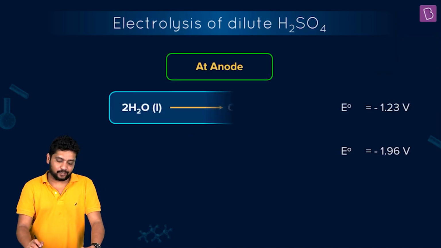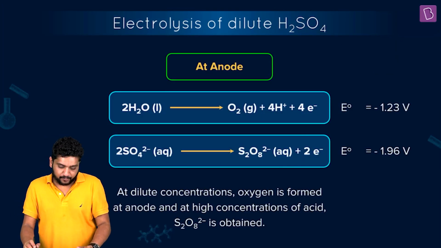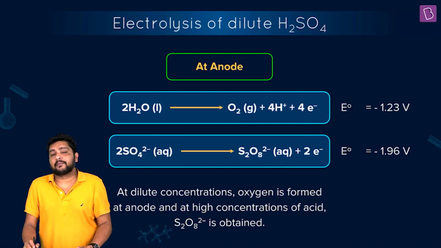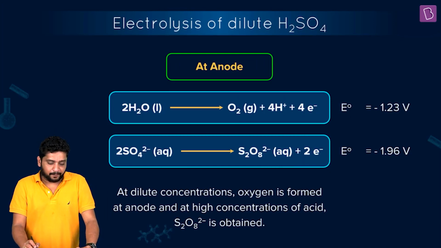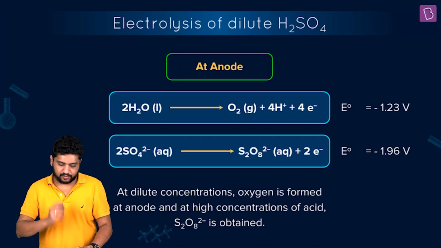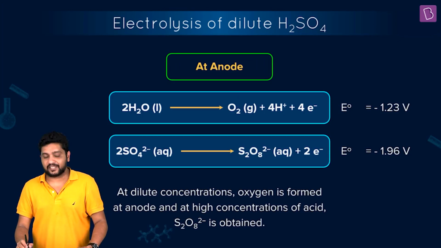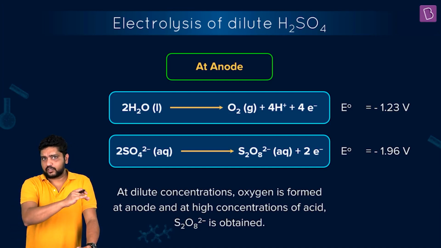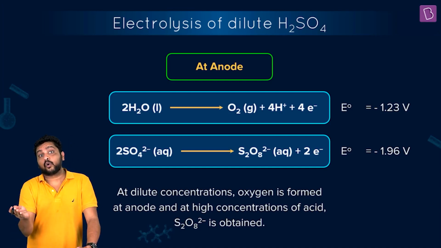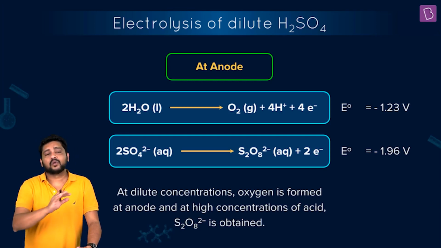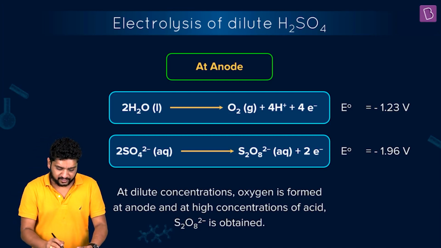But our question is not the cathode, it is the anode, right? So when I'm looking at the anodic compartment, this is where oxidation takes place. There are two things that can get oxidized. Your H2O, which is there in the solution, can get oxidized into oxygen. In H2O, oxygen is in -2. In O2 gas, oxygen is in 0. So yeah, -2 to 0 oxidation is taking place.